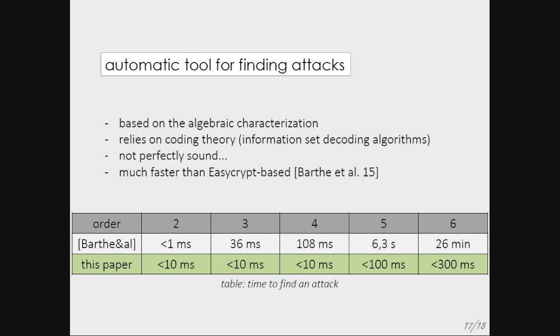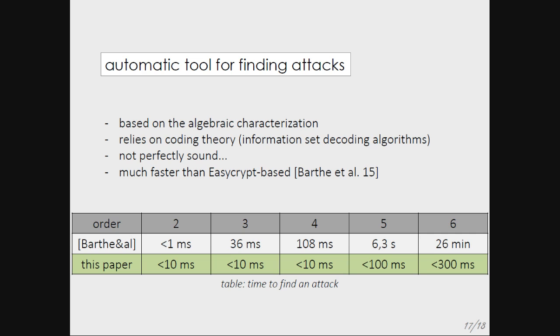We based it on our algebraic characterization, and it relies on coding theory, more particularly on information set decoding. But obviously, it's not perfectly sound. It's a random, probabilistic approach. So it finds flaws very efficiently, but it's not able to prove the security of your algorithm. However, it's much faster than the EasyCrypt-based approach, and it was very useful during our work to get rid of some flawed constructions that we thought of.